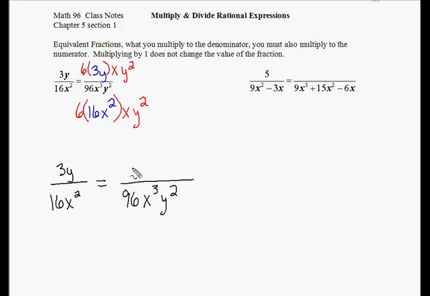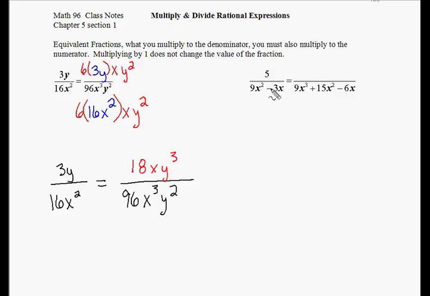So our original fraction 3y over 16x squared is equal to 18x y cubed over 96x cubed y squared. Let's look at another example.